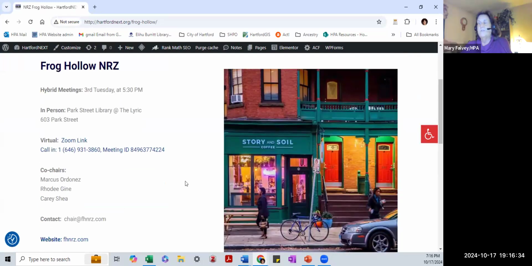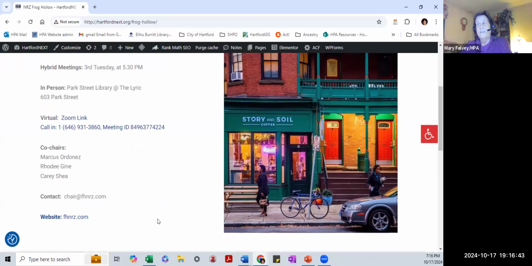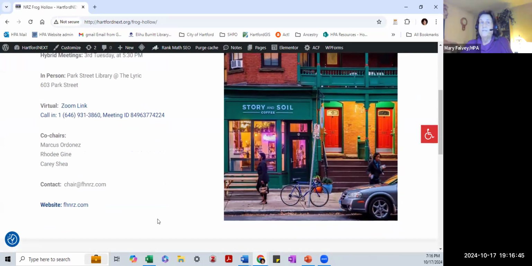This is Frog Hollow's. As it turns out, Frog Hollow has a website. So if you have a website, make sure it's there on our list. If you don't have a website, this will be your website. So we can put, within reason, information that you want on there and just get you a link. It'll be hartfordnext.org and then your NRZ name after it.